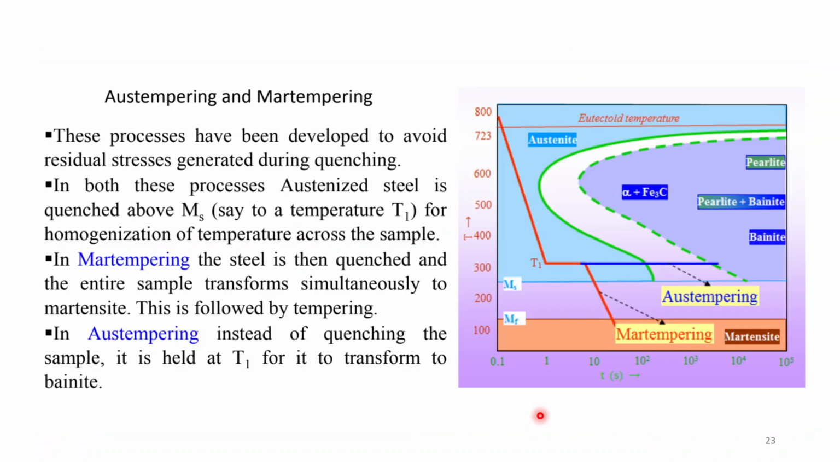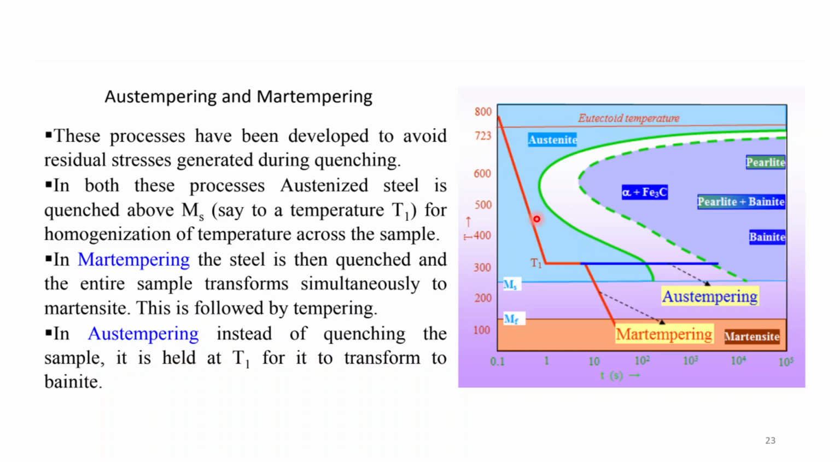Next is austempering and mar-tempering. These processes have been developed to avoid residual stresses generated during quenching. In both these processes, austenized steel is quenched to above MS, say to a temperature T1, for homogenization of temperature across the sample. In mar-tempering, the steel is then quenched and the entire sample transforms simultaneously to martensite. This is followed by tempering.